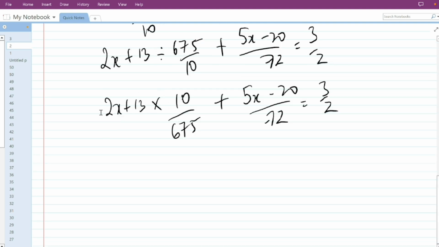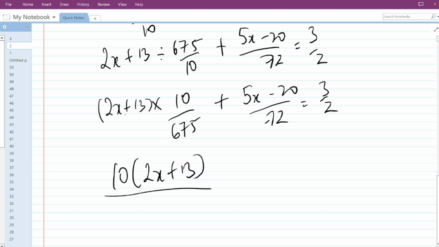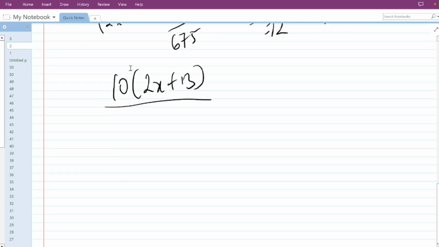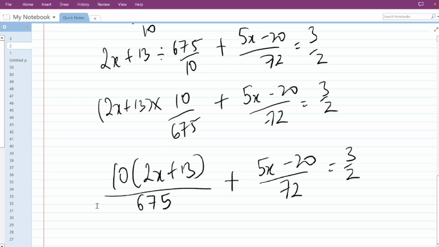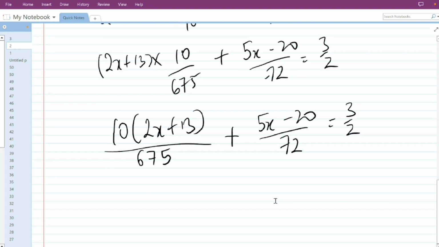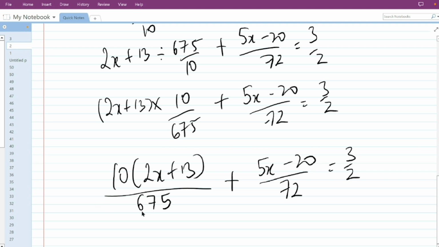Now this 10 affects 2x and 13 because it's one entity. So we have 10 into open bracket 2x plus 13 close bracket. It's better you put it in bracket because this 2x plus 13 has all the way been together. So over 675 plus 5x minus 20 over 72 equals 3 over 2. 5 can go in 10 and 5 can go in 675, so we'll cut it down. You can also choose to open this bracket which is 10, but it's better you cut it to the lowest term so you can work with smaller figures.